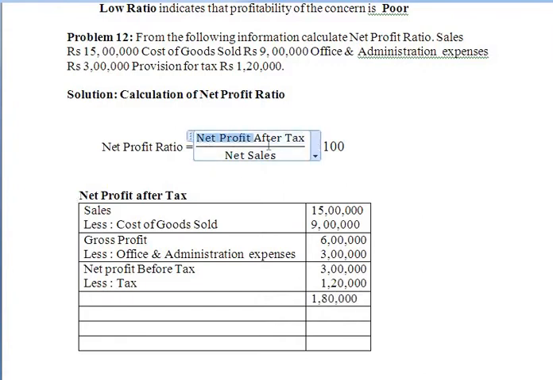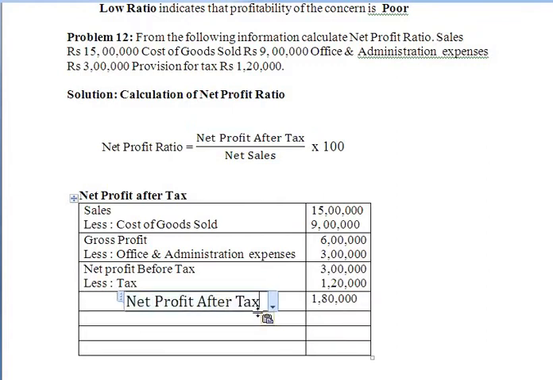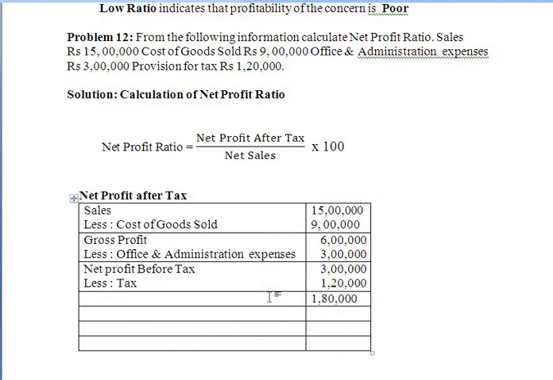Okay, balance is how much? 1,80,000. This balance is nothing but what? Net profit after tax. So right here, net profit after tax. Okay, so how much is the amount of net profit after tax? 1,80,000. Okay, now here you can check, we got both the amounts, net sales as well as net profit after tax. Now put both the values into the formula.